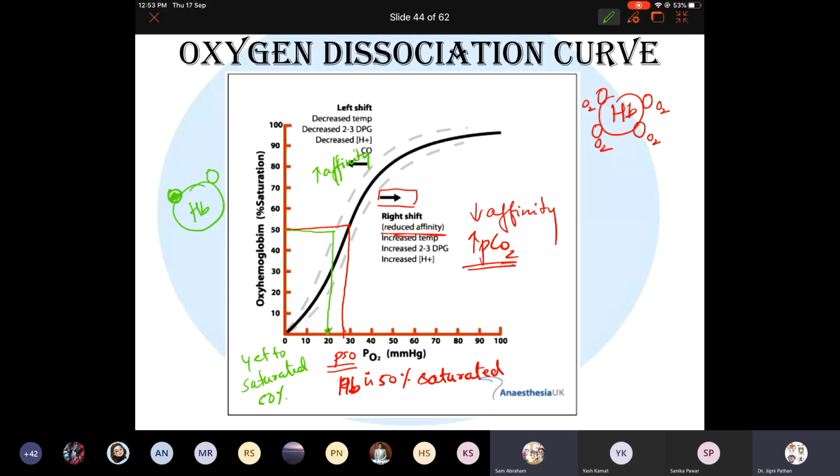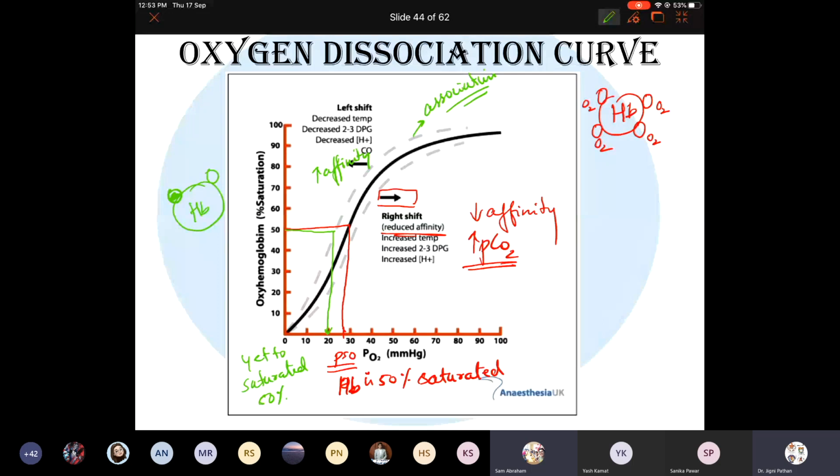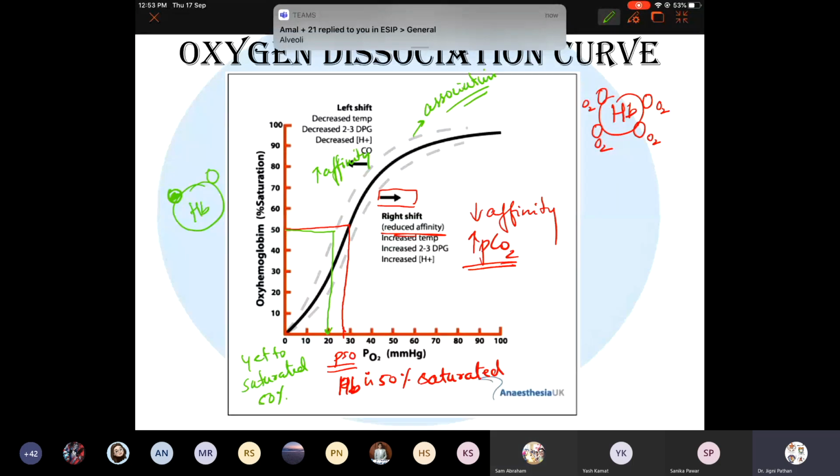And where is the association happening? The left graph indicates association. Where does hemoglobin associate with oxygen? Who will tell me? Quickly. Alveoli. Very good. It happens in the alveoli, right? So the curve is to the left when it is in the alveoli. The curve will move to the right when it is in tissue.